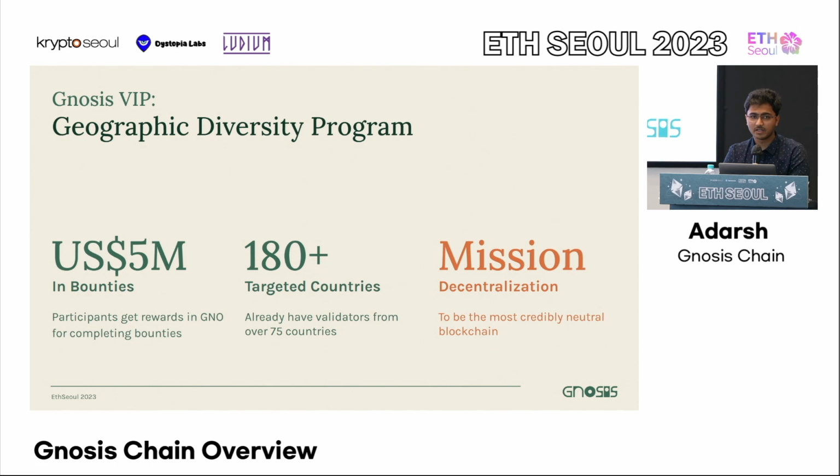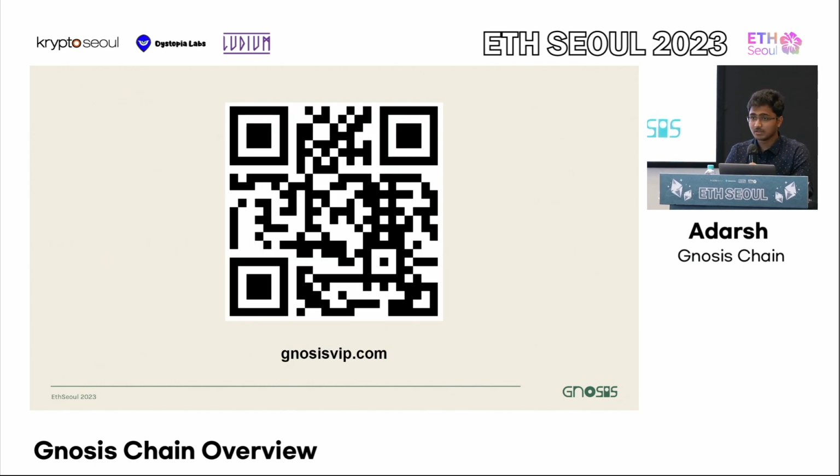We already have validators from over 75 countries, and we target a lot more. Our mission, as I previously mentioned, is to be the most decentralized chain out there. We are the second one right after Ethereum, and the barrier of entry is quite low as well. It's just one GNO. Here is a QR code you can scan to visit the Gnosis VIP, gnosisvip.com, and get started with the bounties.